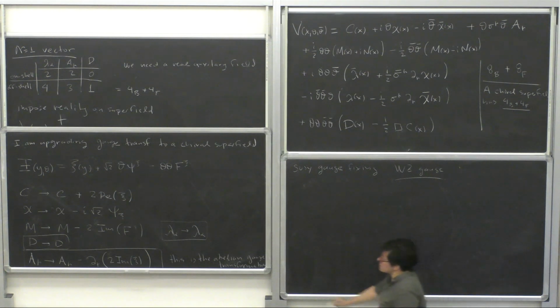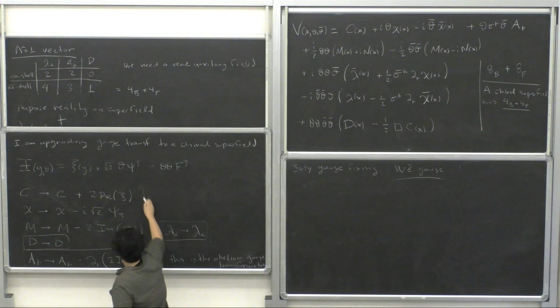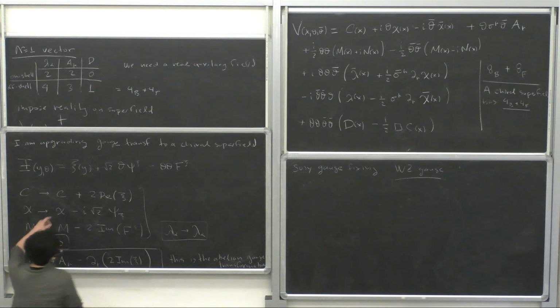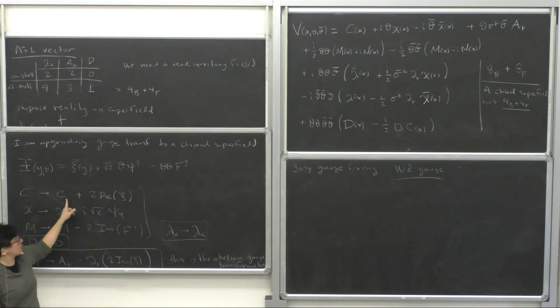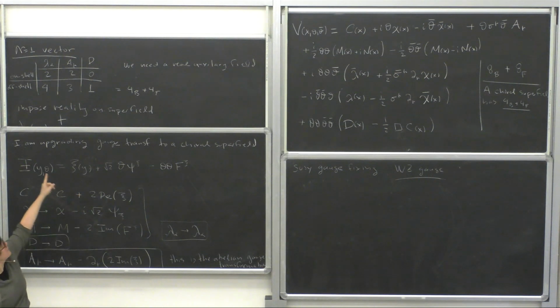Get rid of this. How? Choose psi such that the real part of it cancels C. Choose this such that it cancels this. And in this way, you can get rid of all this junk and be left with what we want.